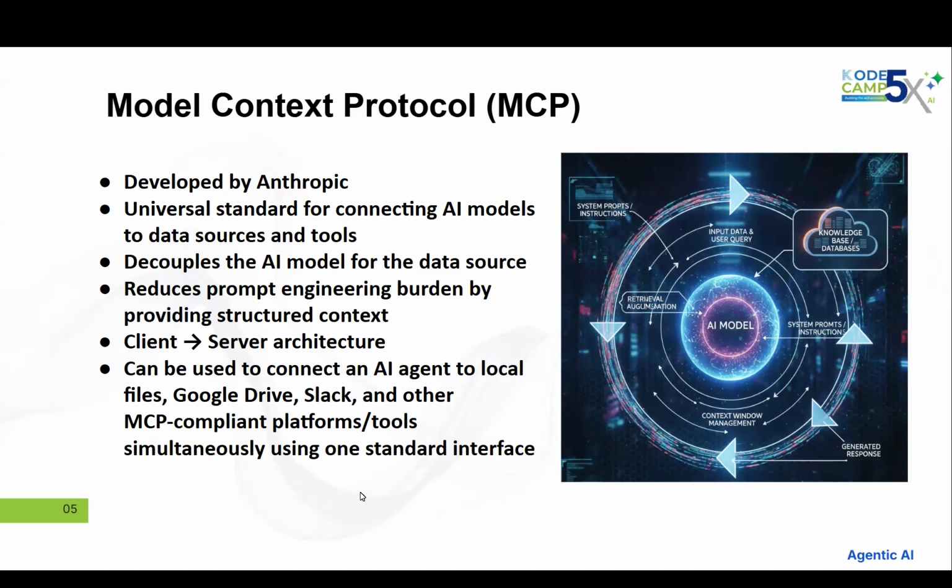It can connect your agents to multiple such tools or data sources simultaneously with just one standard interface. So once your agent or tool adheres to the MCP interface, you can connect easily. So the major thing here is standardization and ease of reuse and ease of sharing. Any questions?